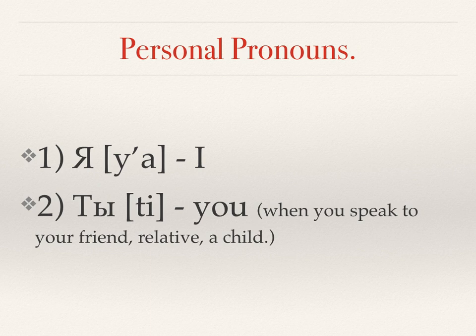Personal pronouns. Number 1. Я, I. Number 2. Ты, you. This pronoun, ты, you, is used when you talk to your friend, relative, child, or if a person allows you to use this pronoun when you talk to them. Listen and repeat. Then pause the video and read the pronouns. Number 1. Я. Number 2. Ты.